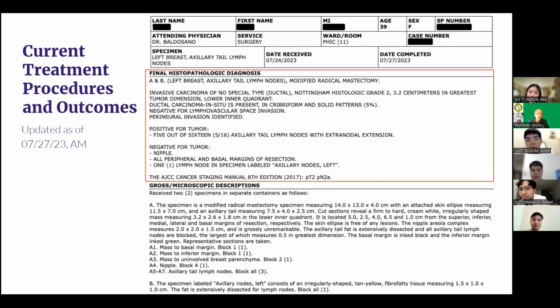So with nodes positive, usually that's a sign of spread, di ba? Okay. So do you need a systemic treatment now? Yes, sir. So anong systemic treatment ang gagamitin natin? Hormonal therapy, sir. For this patient, chemo also pwede, sir, considering that he has ER PR positive, HER2 negative. Okay. So ano yung options mo? Option 1, hormonal. Option 2, chemo.